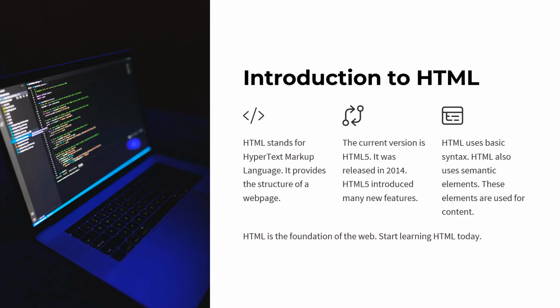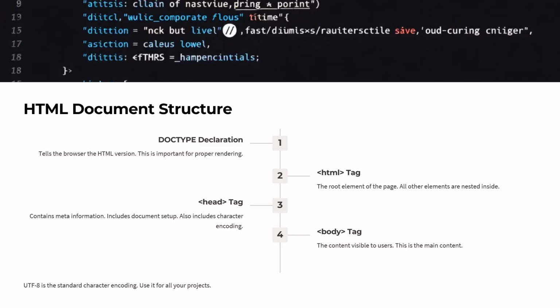Introduction to HTML. HTML stands for Hypertext Markup Language. It provides the structure of a web page. The current version is HTML5. It was released in 2014. HTML5 introduced many new features. HTML uses basic syntax. HTML also uses semantic elements. These elements are used for content. HTML is the foundation of the web. Start learning HTML today. An HTML document follows a specific structure that ensures proper rendering and functionality in web browsers.